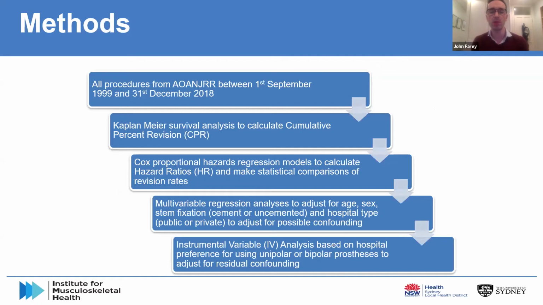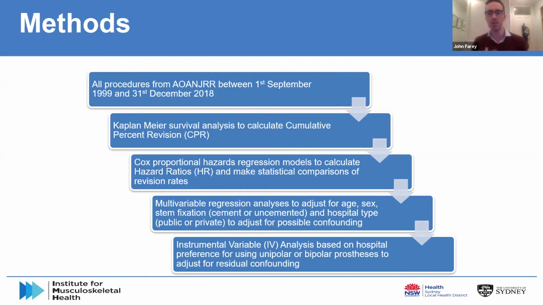So this is how we broke it down. We used Kaplan-Meier survival analysis to get the cumulative percent revision for both prostheses. We used Cox proportional hazards and multivariable regression analyses to adjust for the known confounders. Those are the sorts of demographic details that are collected as part of the registry paperwork. And then finally, we used a novel method, the instrumental variable analysis, to adjust for the unknown confounders.